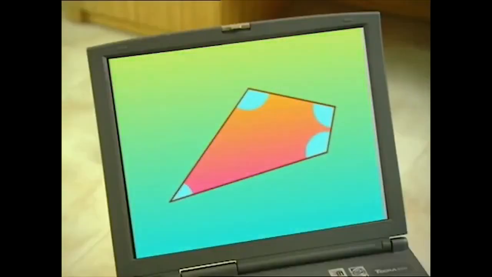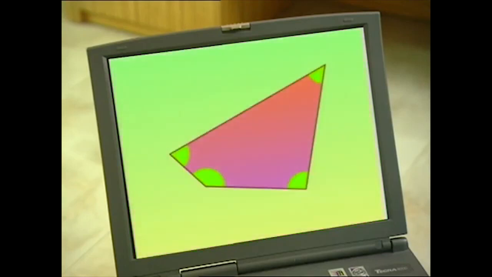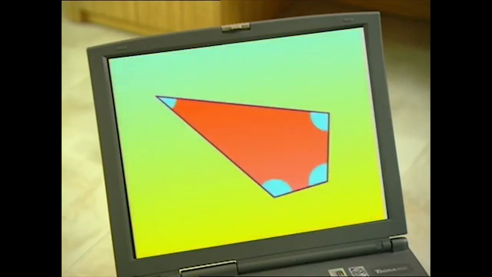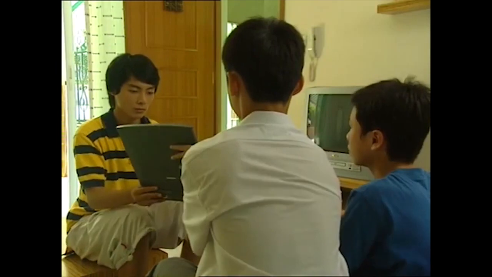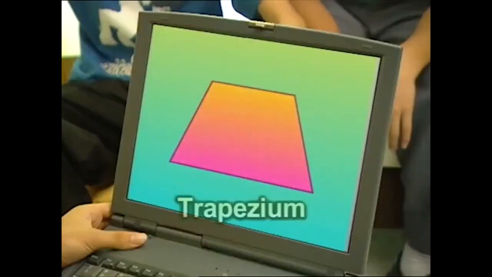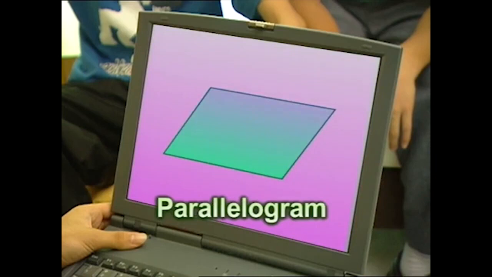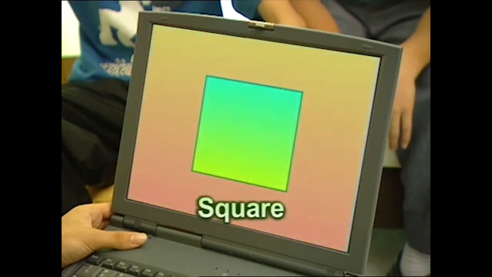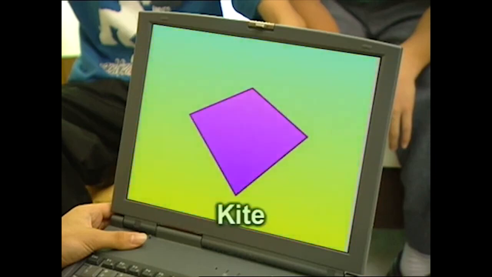But quadrilaterals? What's so special about quadrilaterals? Nothing if they're general quadrilaterals. A general quadrilateral has no particular relationship between its sides or between its interior angles. That's true. If a quadrilateral does have a relationship between the interior angles or the sides, it can be a trapezium, parallelogram, rectangle, square, rhombus, or kite. All these shapes would look great in your design.